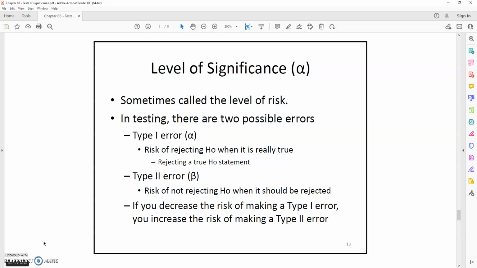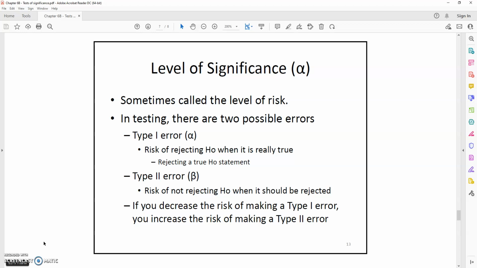I might ask you to define one of those types of error. If you can remember one of them, and I would remember the type 1 error, it's a little easier to remember. The type 2 error is simply opposite. So the type 1 error is rejecting a true null statement. A type 2 error is not rejecting it when you should. So you're basically saying don't reject it, it looks good, but it's actually bad.